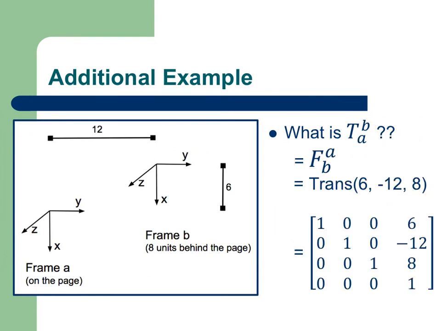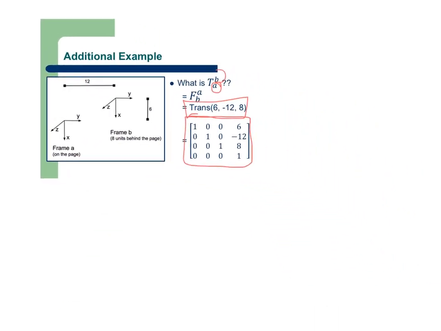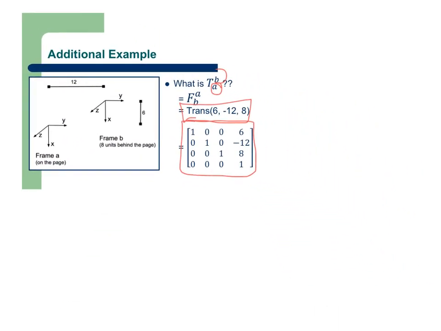And of course, if I have this trans 6, -12, 8, I can turn that into a matrix. So I have this matrix. And so I'm claiming that any point that I have in A coordinates, if I pre-multiply it by this matrix, I will end up with the location of that point in B coordinates. So let's just try it on a couple of examples.